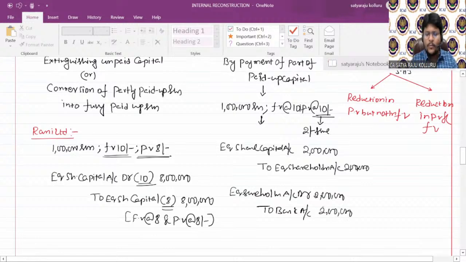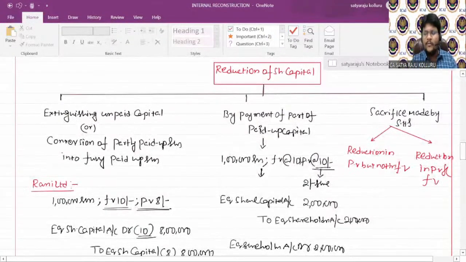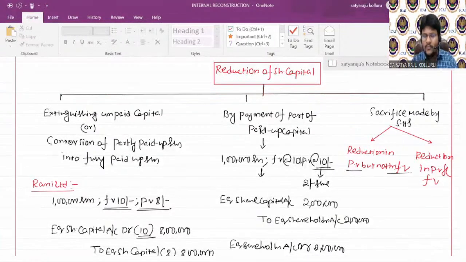Like this, you need to pass journal entries at the time of making payment to the part of the paid up capital. Next, coming to the last issue, guys: sacrifice made by the shareholders. Reduction in paid up value, but not in face value.